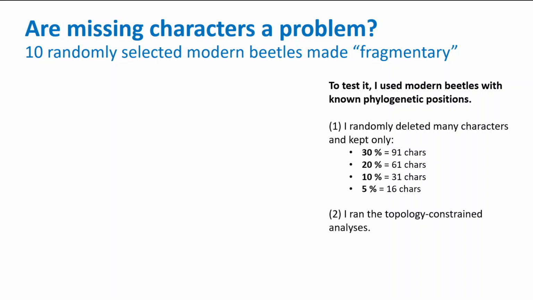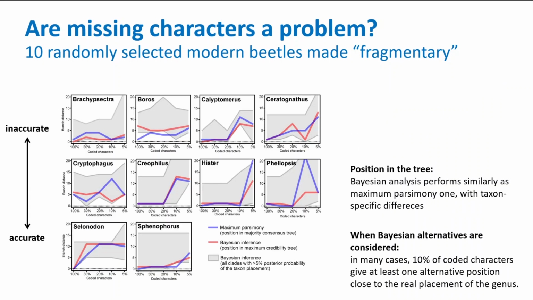These are modern beetles, so we know their phylogenetic position based on genomics and morphology, and we have their full morphological data. And I randomly deleted a large portion of characters for these beetles. So I did several analyses. I kept 30%, 20%, 10%, and 5% of characters. And then I ran all the topology-constrained analyses again to compare where this beetle with deleted characters will be resolved and whether it will be close to the real correct position.